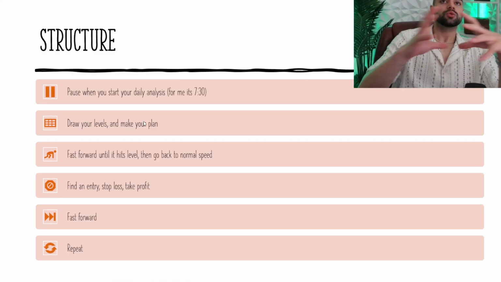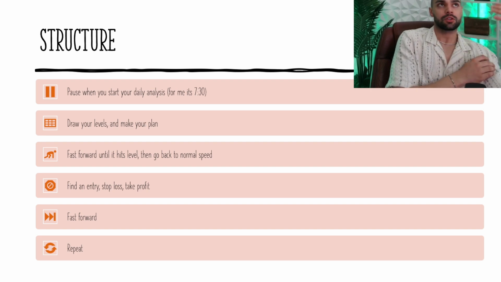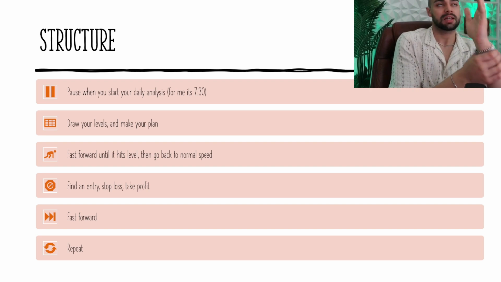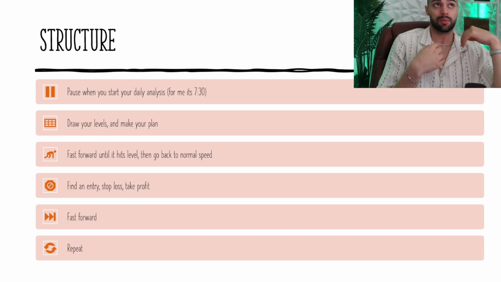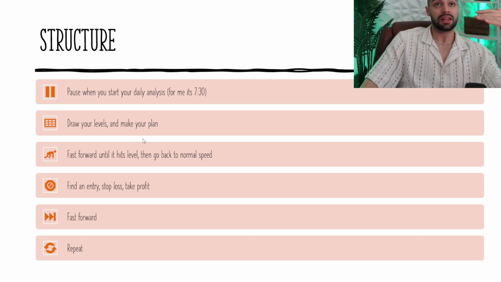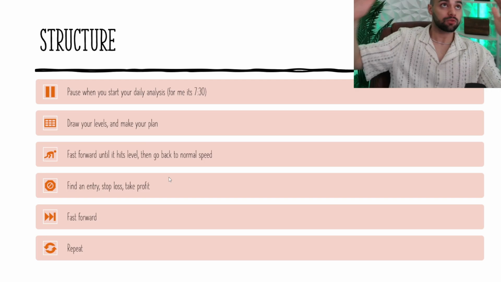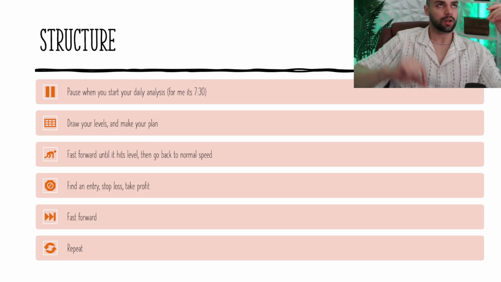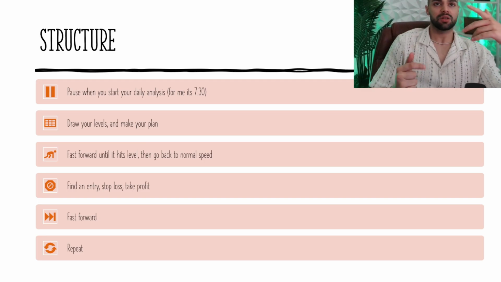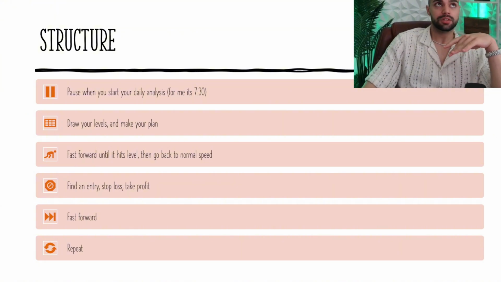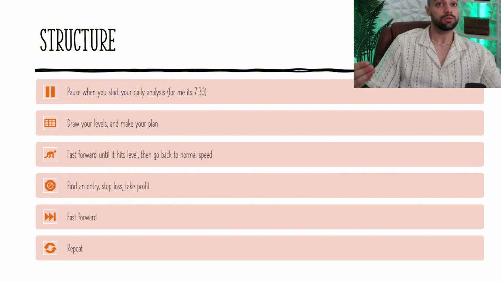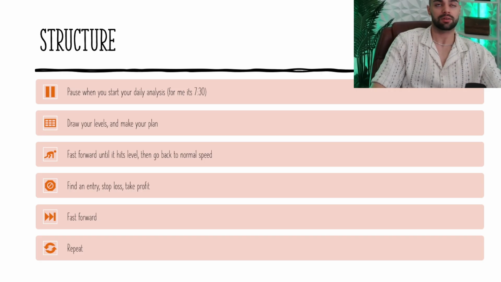This is how you can run the backtest. Pause when you start your daily analysis. So you go back to a day where the structure is similar. You pause at 7:30 EST, which is when I start my pre-market analysis. I look at the news, draw my levels, make my plan. Then I fast forward until price hits my level. Then I go back to normal speed, find my entry, place my stop loss, place my take profit orders, and then I fast forward, and then I see if I win or lose, and I just repeat the process over and over again, right?